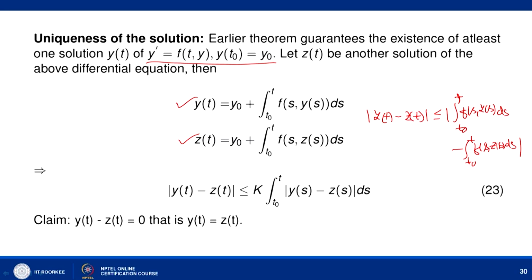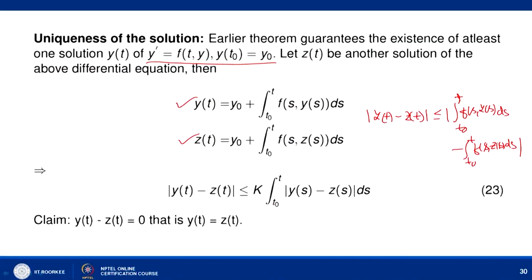Now here either we can use the existence of ∂f/∂y, or say the Lipschitz condition on f. We can show that |y(t) − z(t)| is less than or equal to k times the integral from t0 to t of |y(s) − z(s)| ds. So here we can say that in fact this is an inequality: |y(t) − z(t)| is less than or equal to the modulus of the integral from t0 to t of f(s, y(s)) − f(s, z(s)) ds. Now here we can apply the Lipschitz condition or the bound of the partial derivative of f. So we can say that |y(t) − z(t)| is less than or equal to k times the integral from t0 to t of |y(s) − z(s)| ds.